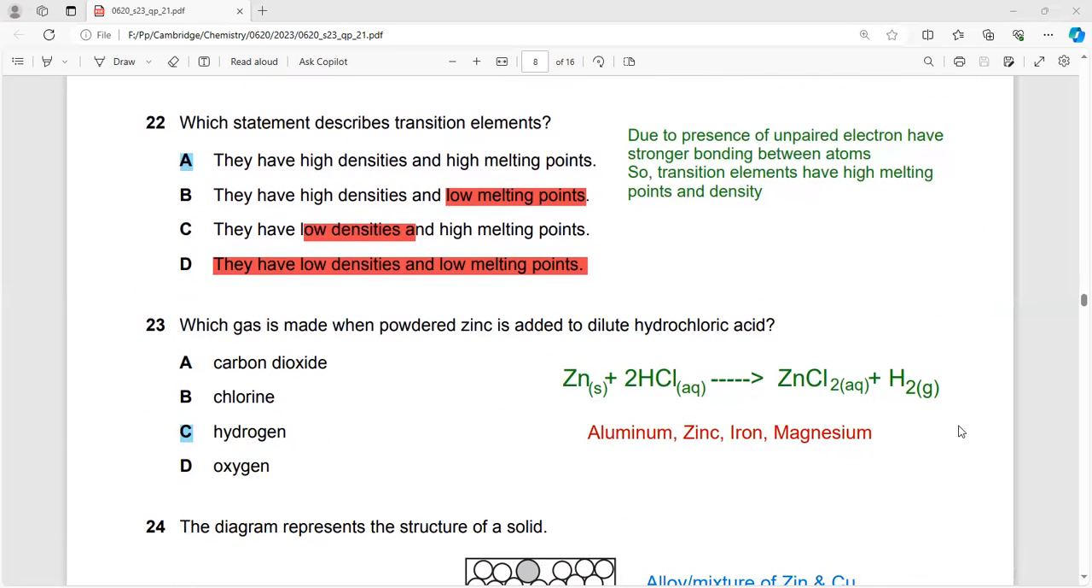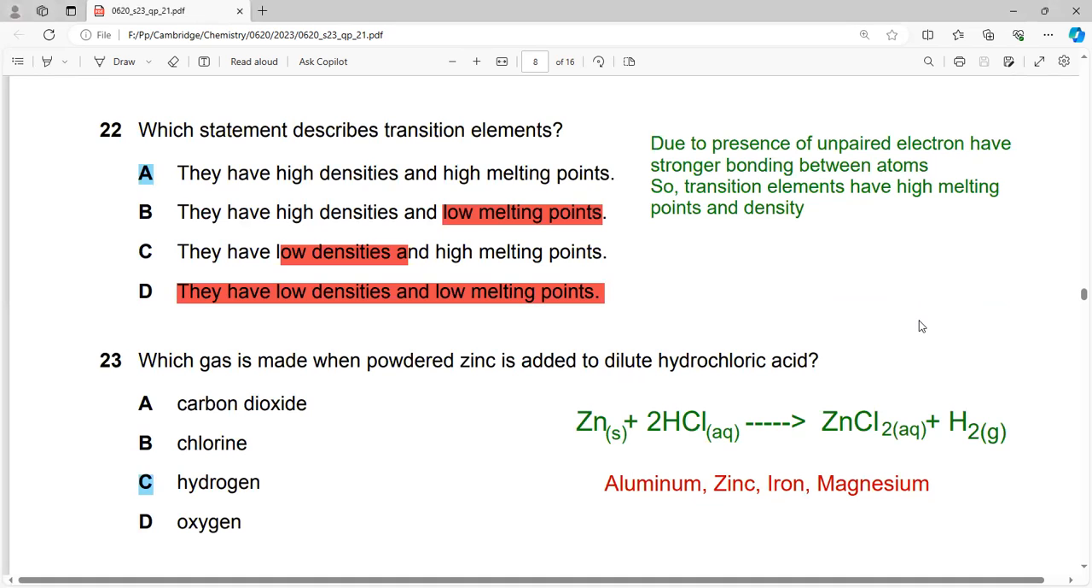The question number 22. Which statement describes the transition element? So when we define the transition element, that's due to the presence of unpaired electrons in the transition element. They have high unpaired electrons between the atoms, and they are making strong bonding. And due to this strong bonding, they have a high melting point and a high boiling point, and they have a high density, and they're changing their colors. They are colorful elements.